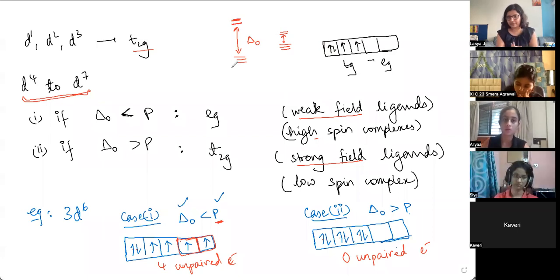So the electron is still following the rule, it wants to fill up the lowest energy possible. It's just figuring out which one is lower. So if this difference is pretty high, it's still going into the lower energy orbitals, which happens to be T2G. But if it is low enough, then it's still following the original plan of filling up the d orbitals and then coming back and pairing.